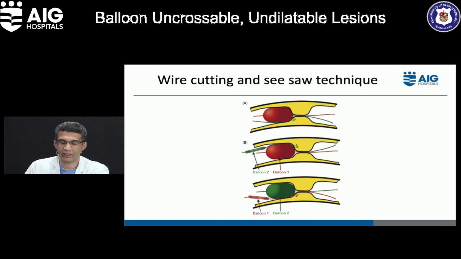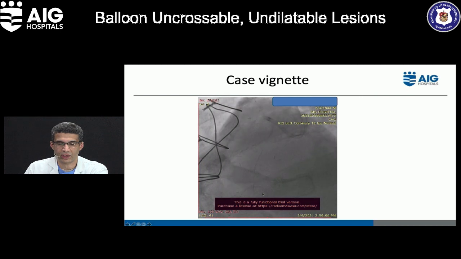This is a wire cutting technique where you can put 2 wires, inflate a balloon and then pull 1 wire, or put 2 wires on 2 different balloons and use a seesaw technique to actually do it.